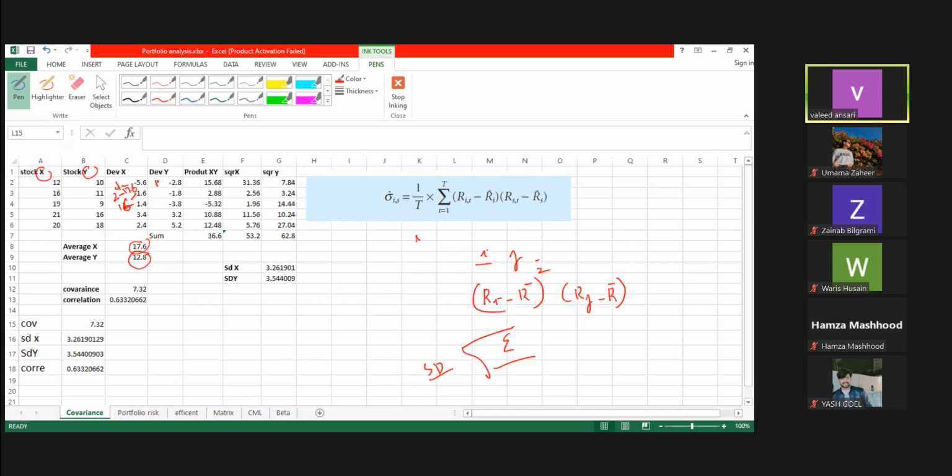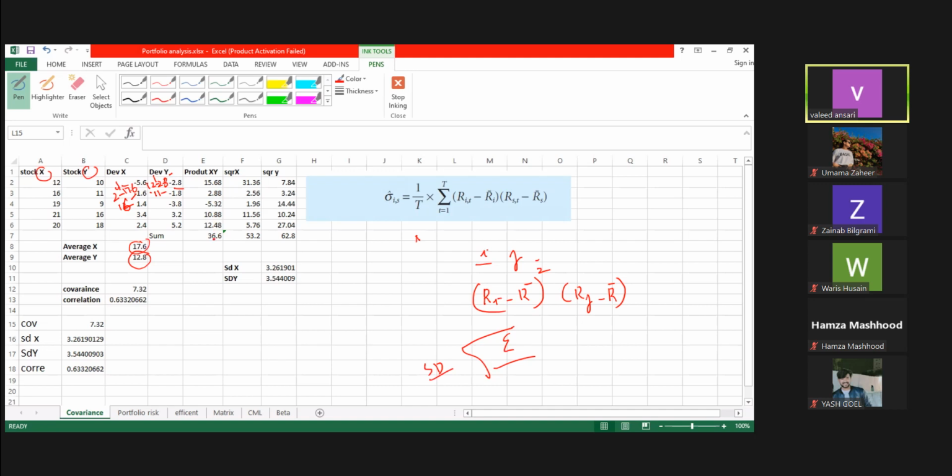So here it is 12.8 minus 12. 12 minus 12.8, so it will be 2.8. The observation is 11 minus this, 12 minus 8, and this will go on like this. So it is the deviation from the mean for each observation that we have calculated. And then in this column, what we have done is that we have multiplied these. These are the products in the E column, the multiplication of these.